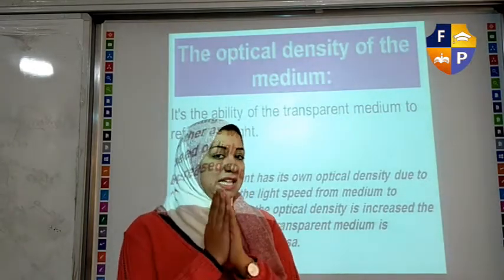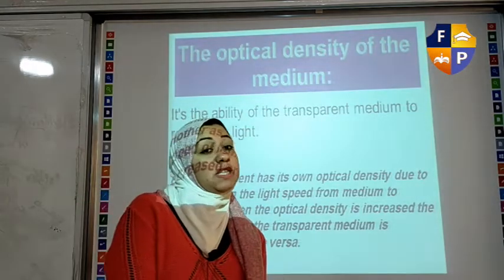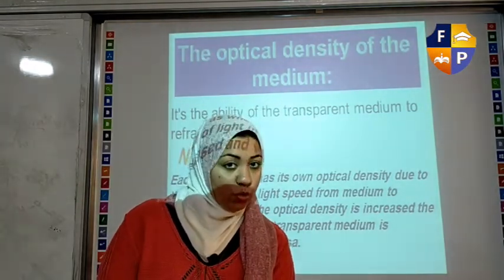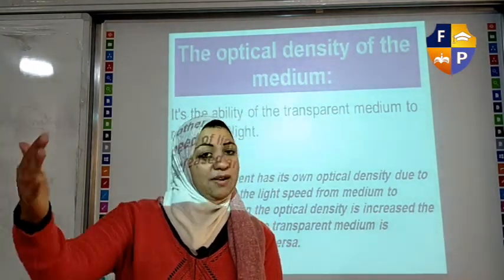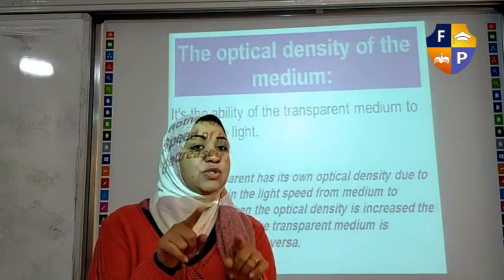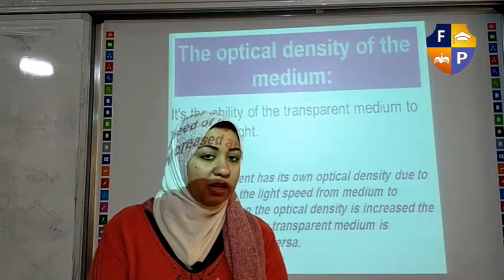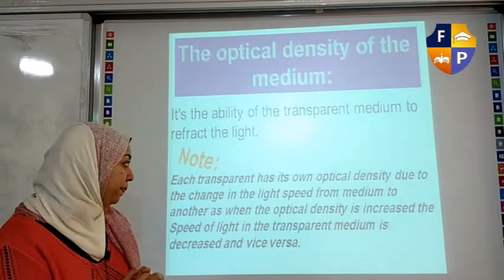Now let's continue. Each transparent medium has its own optical density. What does that mean? The speed of the light waves in the air is different from the speed of the light waves in the water. And so we said the air has an optical density different from that of the water. So there is a direct relationship between the optical density and the speed of the light waves that pass through them. Let's continue.